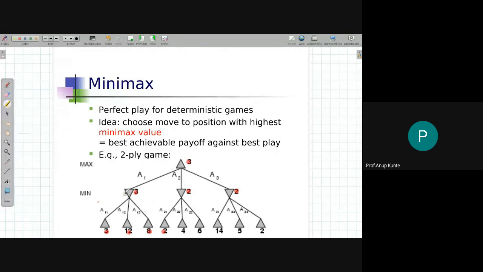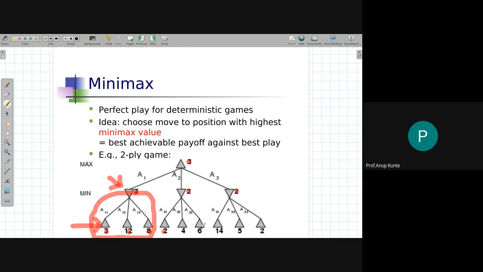If I concentrate on this subtree, the leftmost subtree, as I am doing depth-first search, I will reach this node first. This node has a utility value 3, this node has a utility value 12, and this node has a utility value 8. Since the parent node is a min node, it will apply the action that takes the game to the least utility value, which is 3. That is why the minimax value for this min node is 3.